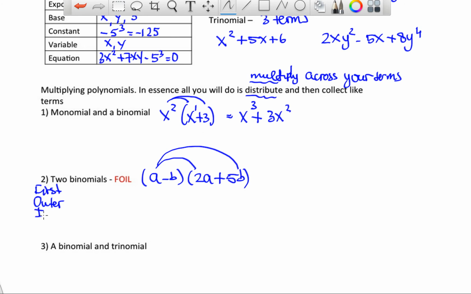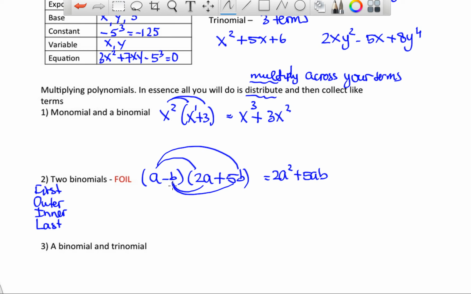And then the I stands for the two inner terms. That would be when you multiply this negative b and that 2a. And then L stands for the two last terms. So the last in the first binomial and the last in the second binomial. And that's the pattern. So I think of this as this a needs to multiply the 2a and the 5b. Well, a times 2a is 2a squared. a times 5b is plus 5ab.